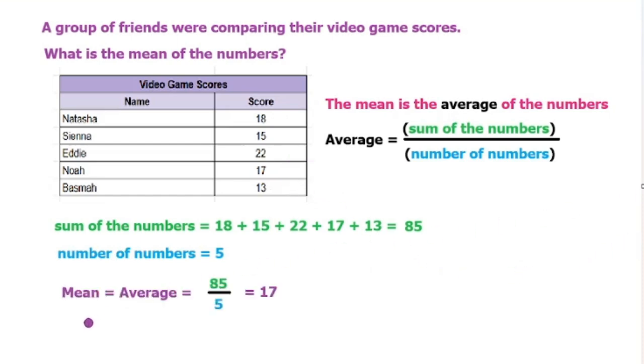Then we do the calculation that we see here, right? So the mean, which is the same as the average, equals 85 over 5. And that equals 17. So we know the mean is equal to 17. And that's the end of the lesson.